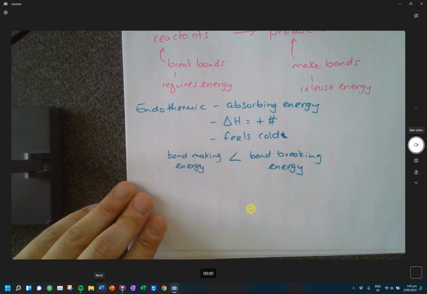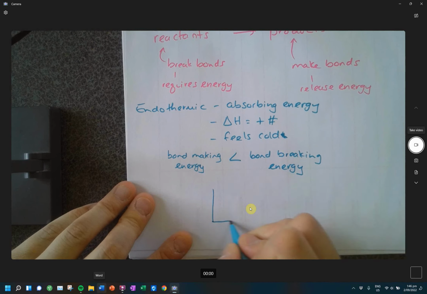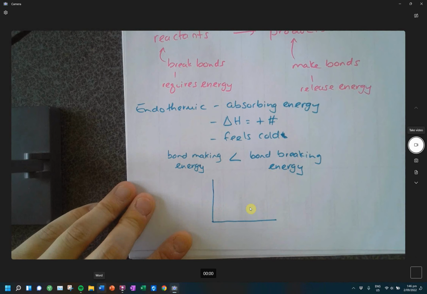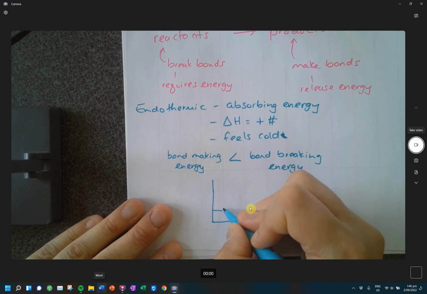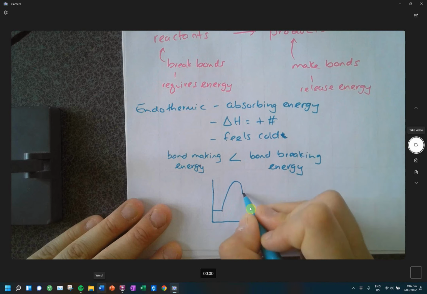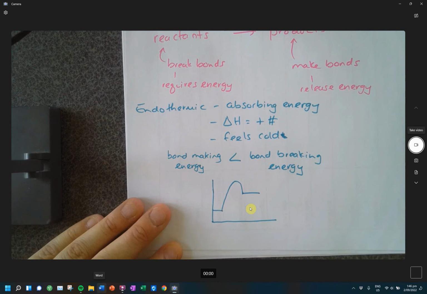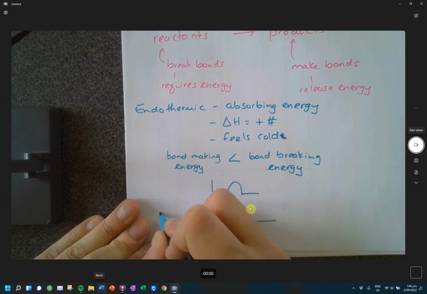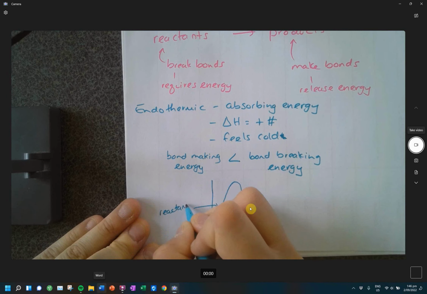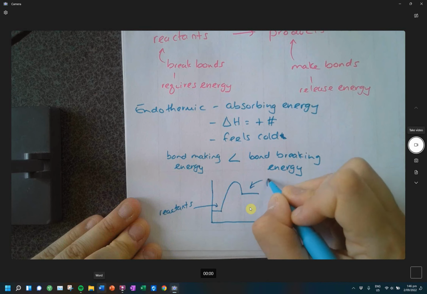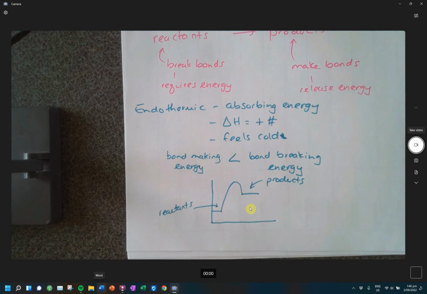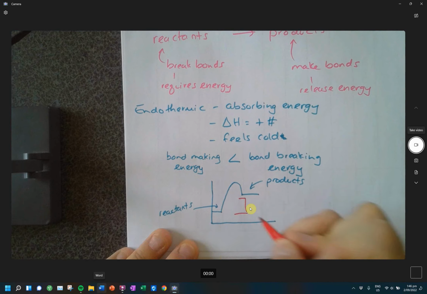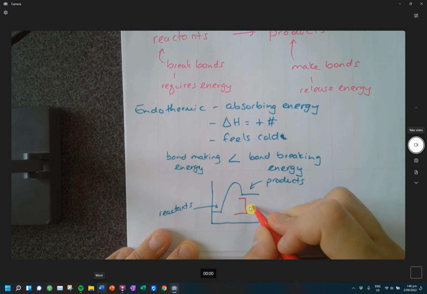And then the last thing is what that energy diagram would look like. In this case, my reactants would be lower. I still have my activation energy, and then my products would be up there. And this section here represents the energy absorbed.